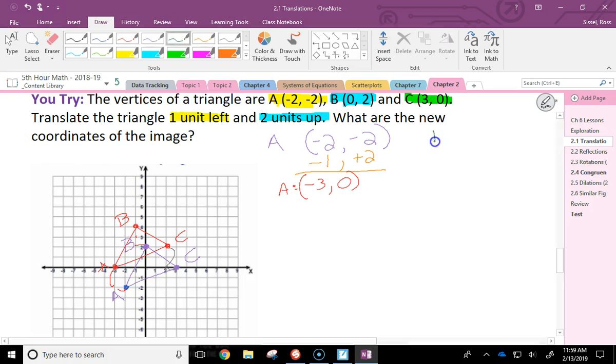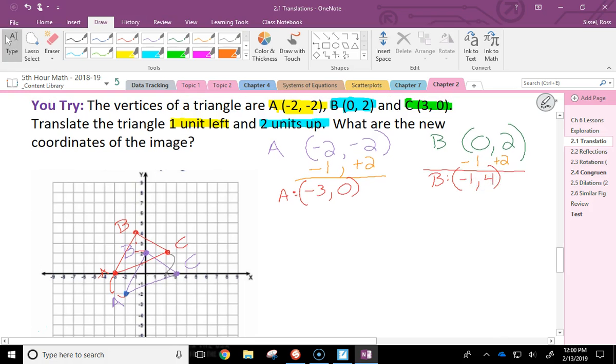You do B, same way. B was at 0, 2. Now here's the nice thing. If you take your time and set up the first point, and you make sure you set it up perfect, that you did not mix them up, that you got the X and the Y correct, I can copy my formula. If I did negative 1 plus 2, negative 1 plus 2. And we add. My new B coordinate is 0 minus 1 is negative 1, and 2 plus 2 is 4. My B coordinate is located at negative 1, 4.